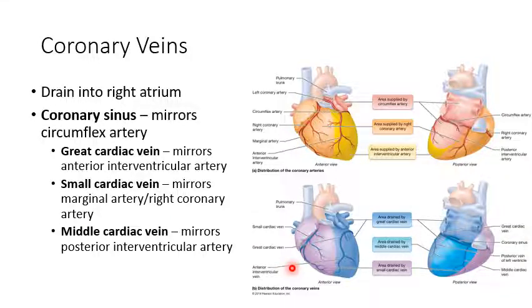So the coronary sinus can be seen on the back side of the heart, and it would actually travel around to the front side as well. It's just harder to see on the front side.